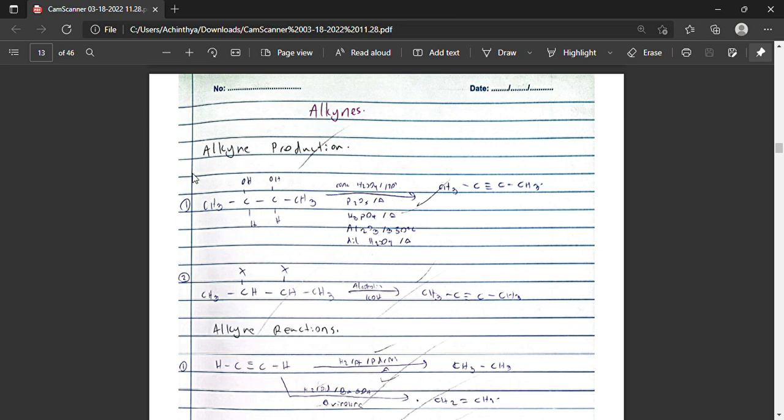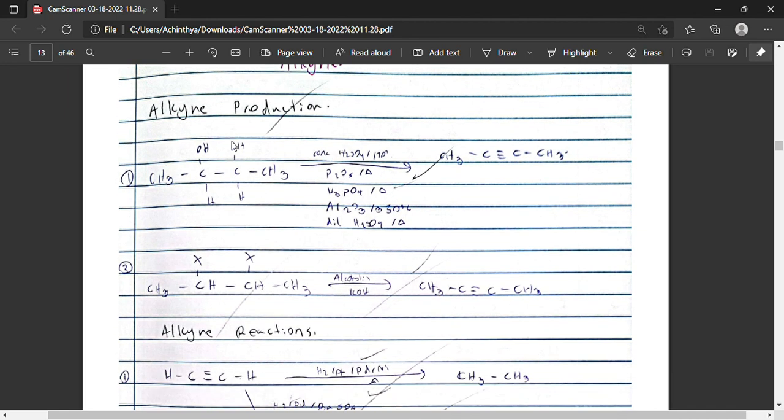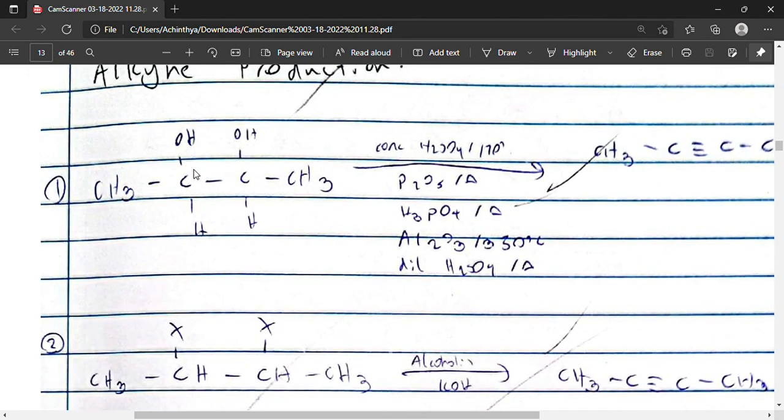Let's talk about the chemistry of alkynes. One way of producing alkynes is by dehydrating a vicinal diol. What we have over here is called a vicinal diol. We have hydroxide groups attached to adjacent carbons.